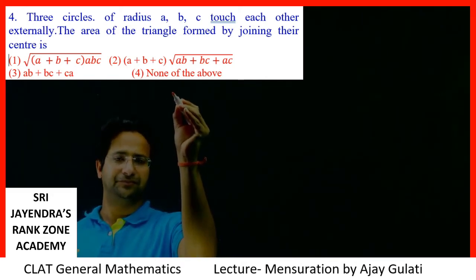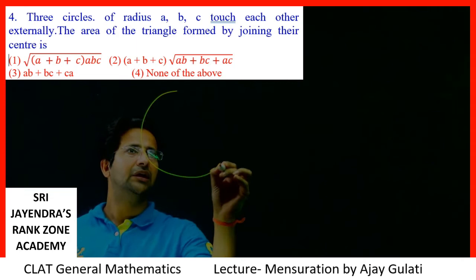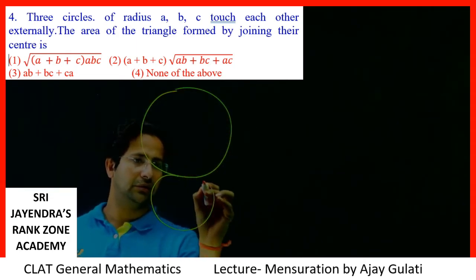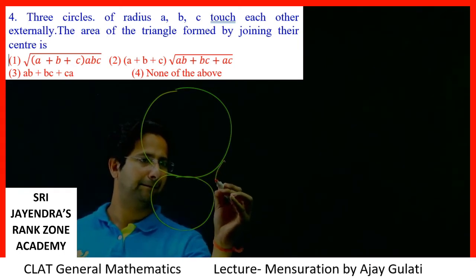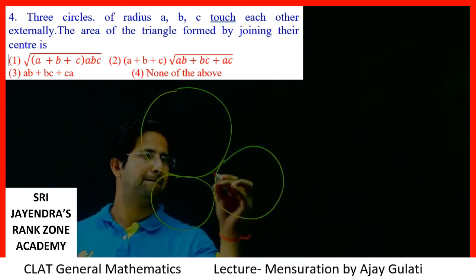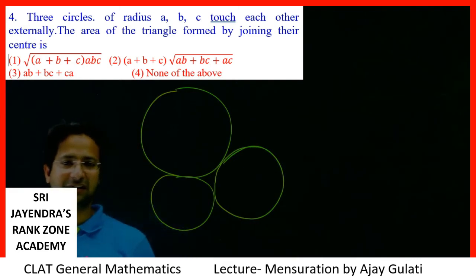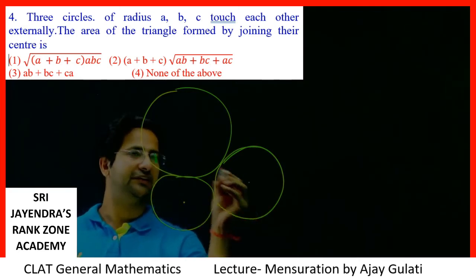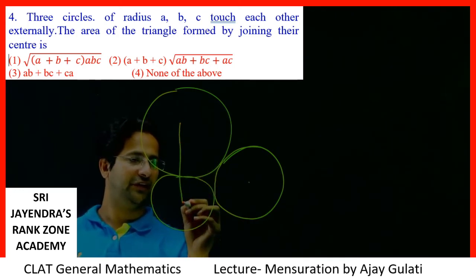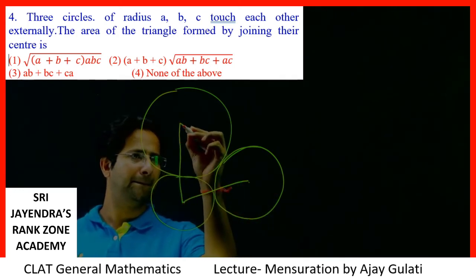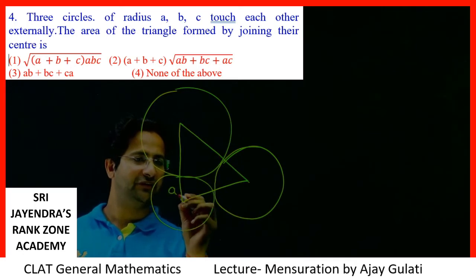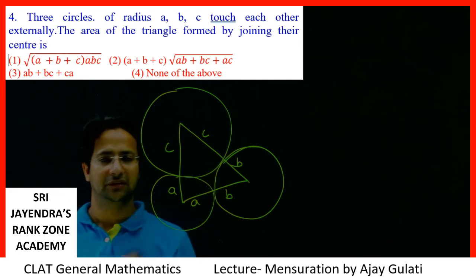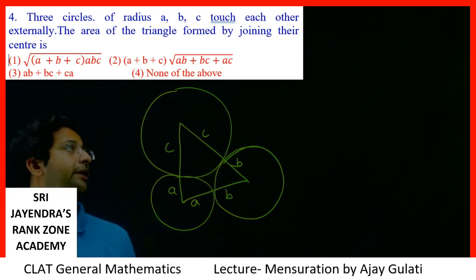See, dear students, this is one circle. This is another circle. Let's say this is another circle. 3 circles touch each other. Let's say these are their centers. If I join the centers, I'll get a triangle. The radius of this circle is A, the radius of this circle is B, the radius of this circle is C. So far clear? It makes sense.